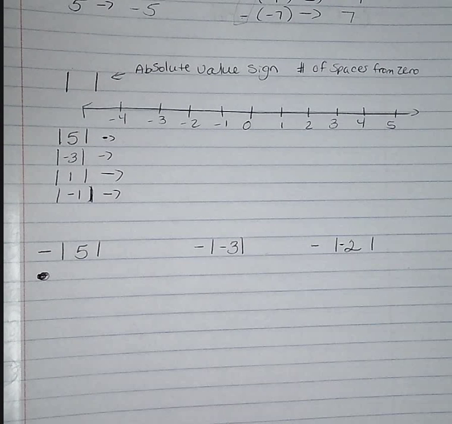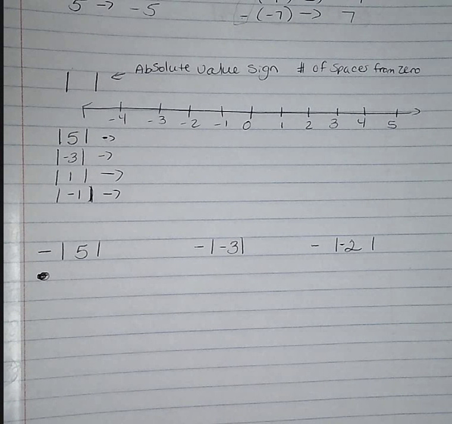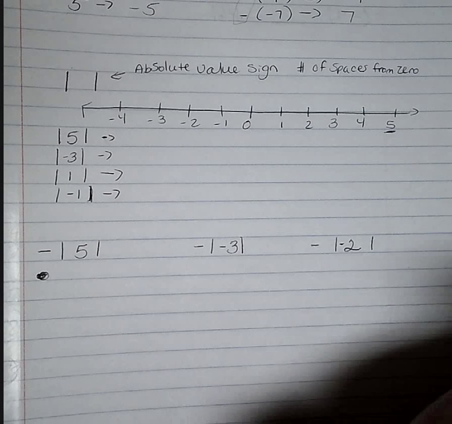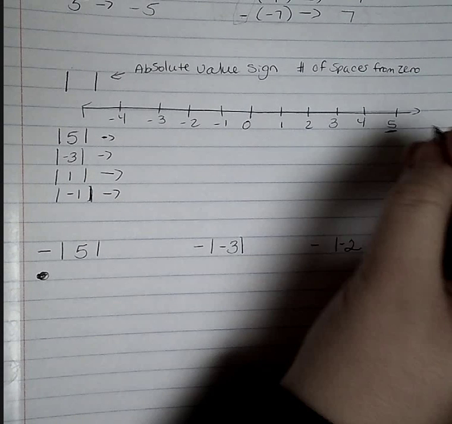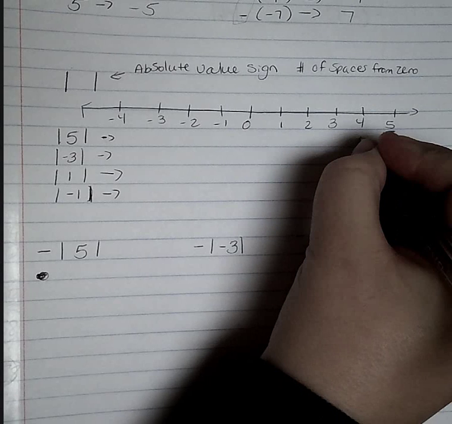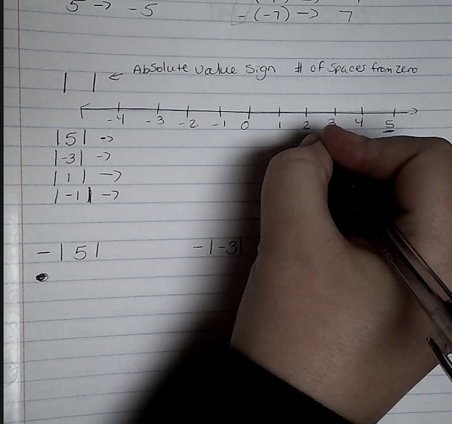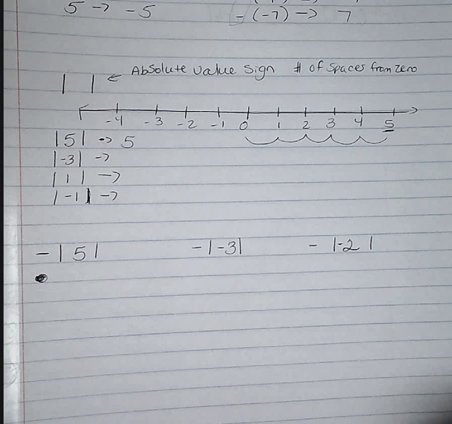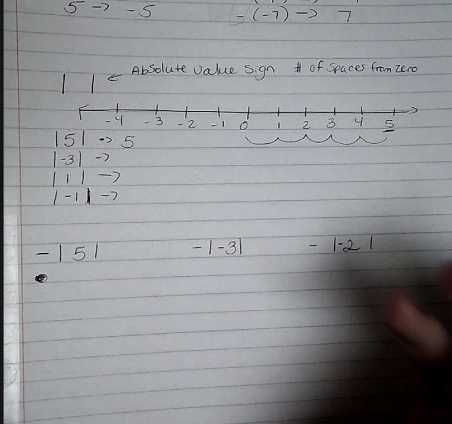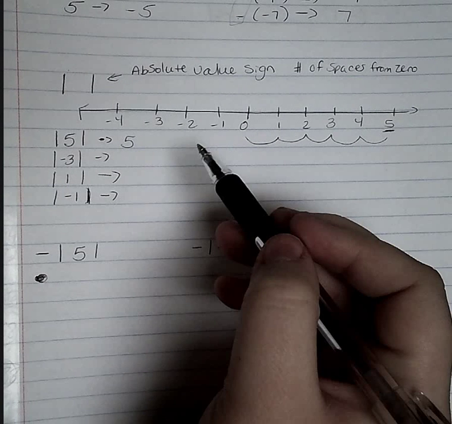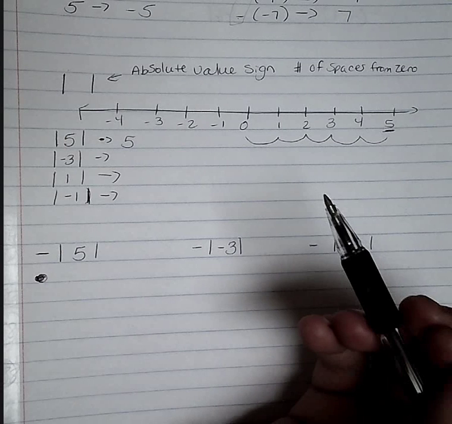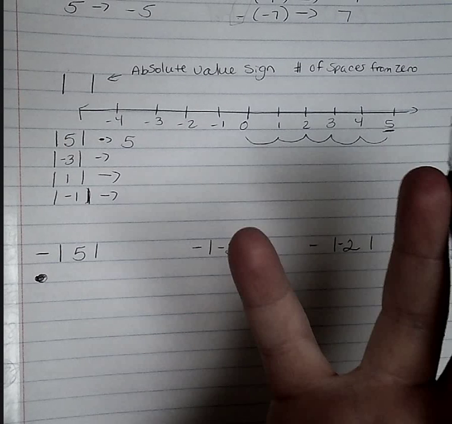Okay, number of spaces from 0. So if we're looking at the number 5, and we want to know how many spaces 5 is from 0. 1, 2, 3, 4, 5. So 5 is 5 spaces away from 0. And we wouldn't say that it's negative 5 or positive 5 or left 5 or to the right 5. We're not going to do that. We're just going to say the number of physical spaces.